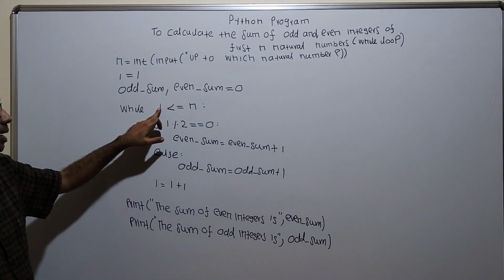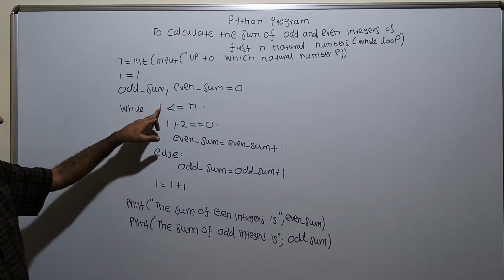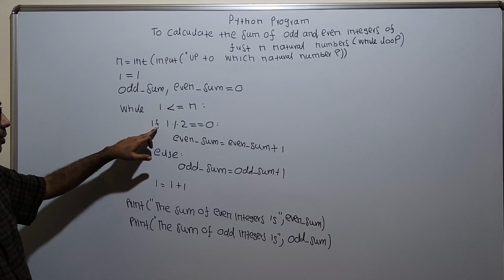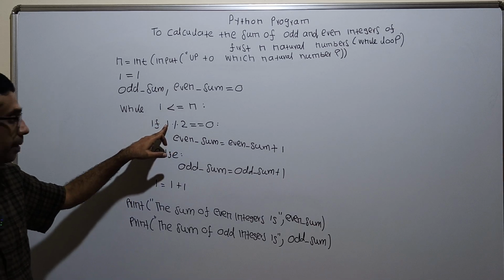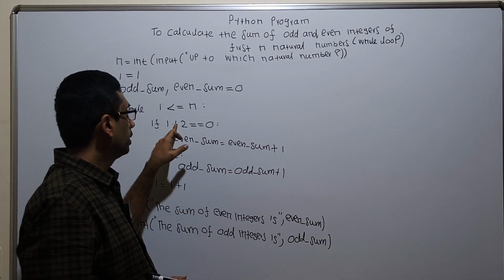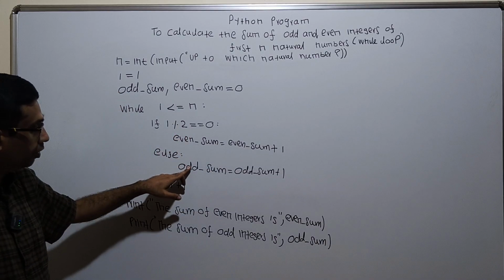Here I'm checking i less than or equal to n. So the initial i value is 1. If it is true, I'm checking if i modulo 2, the remainder is 0. I'm adding the i value in the even sum. If the remainder is not 0, I'm adding the i value in the odd sum.